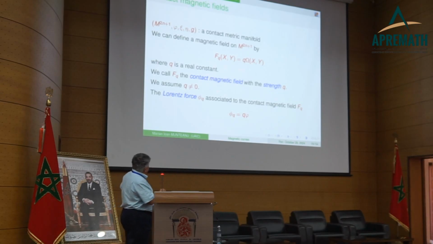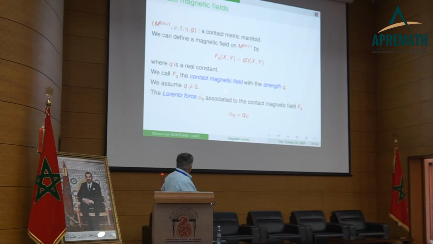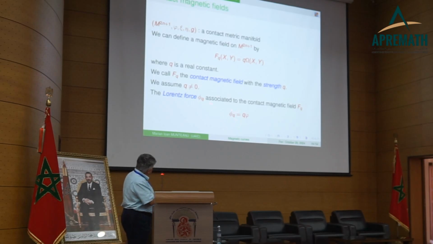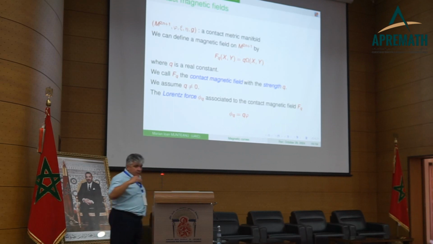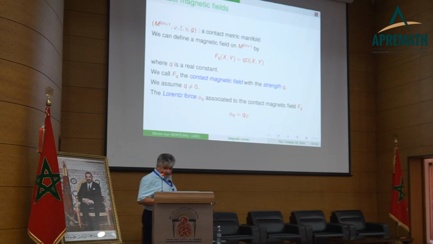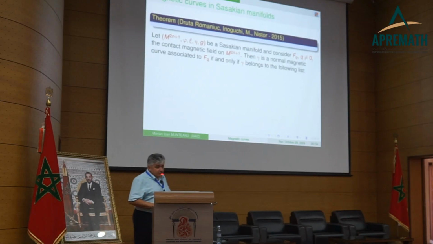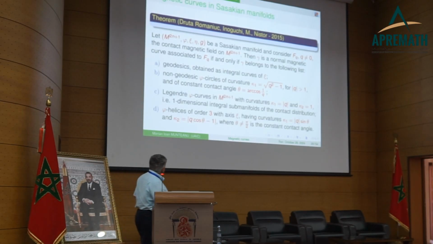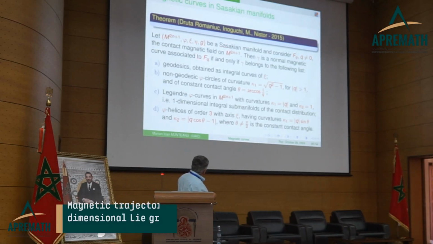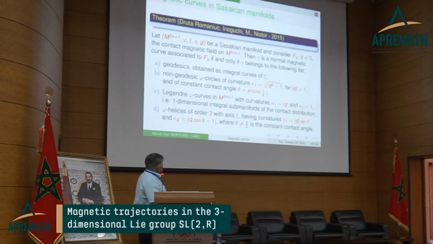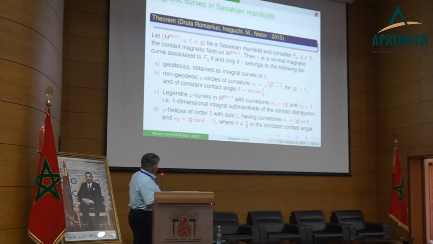Okay, if Q is 0, of course, the magnetic field is absent, so it's not interesting for us. So we assume Q is different from 0, and the Lorentz force phi Q is precisely Q times that 1/1 tensor field in the definition of the Sasakian manifold. And we have some results here. So a classification of magnetic curves in Sasakian manifolds of arbitrary dimension.